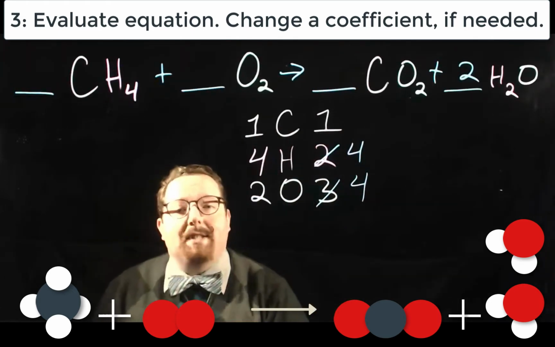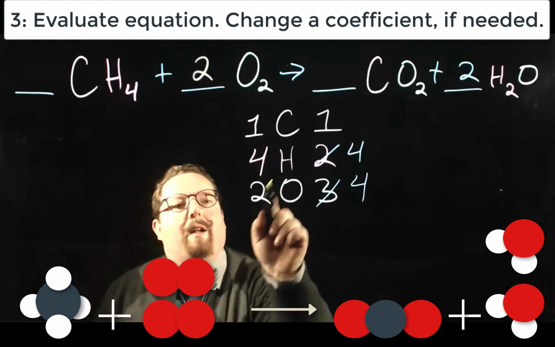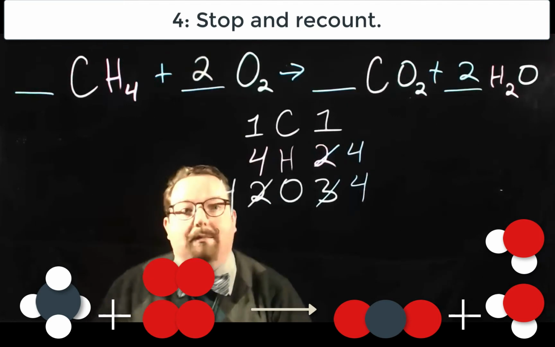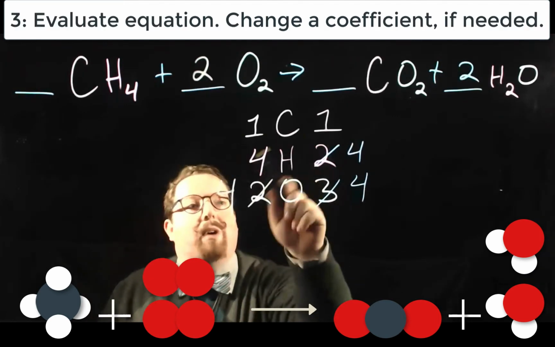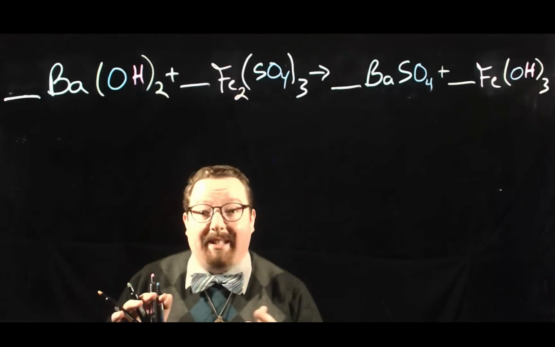We need more on the left side. So to get more here, we'll put a 2 up there. And that'll make this 4. Now we evaluate again. 1 and 1, 4 and 4, 4 and 4. We're balanced. All right, our last problem is a little bit more complicated.